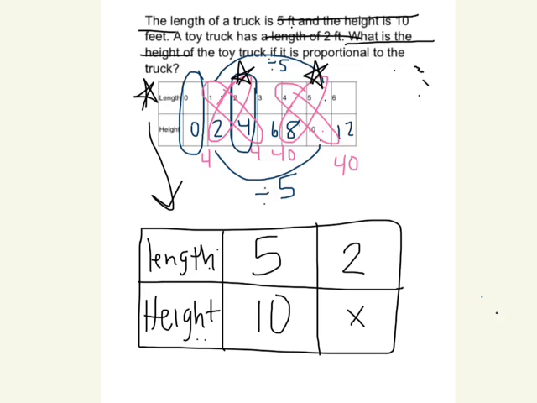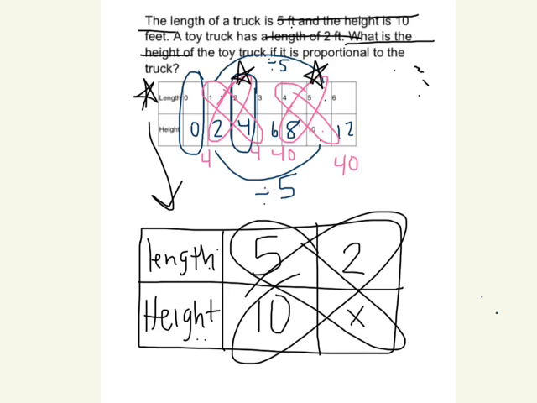Now we just figured out that on a table, if it's proportional, when I multiply diagonally, the cross products are going to be equal. So now I'm going to do 10 times 2 is 20, and that should equal 5 times x, whatever x is. So 5 times what equals 20? I'm going to divide by 5. 20 divided by 5 is 4, so x equals 4.